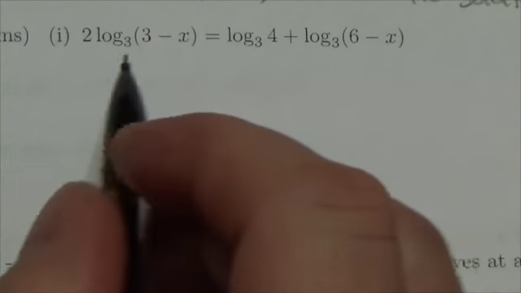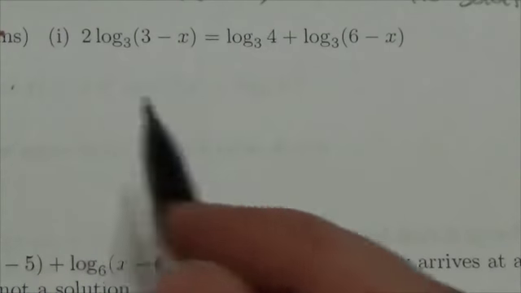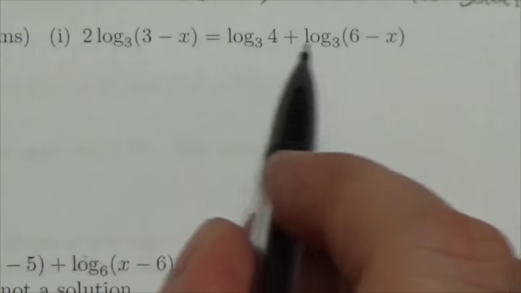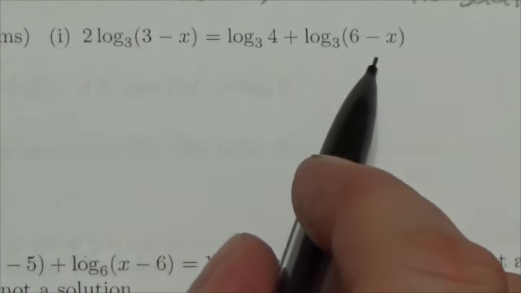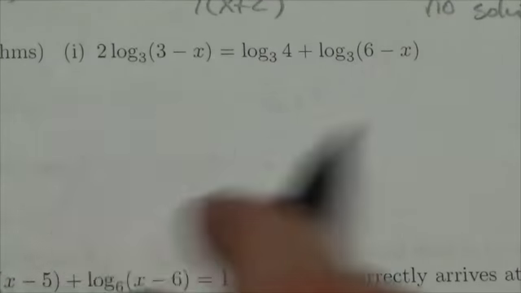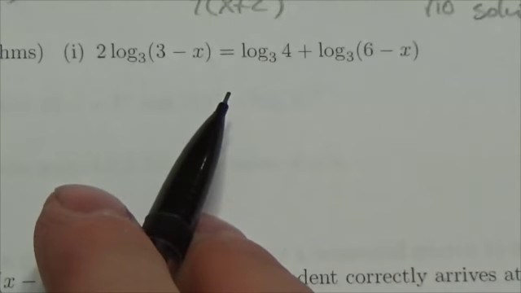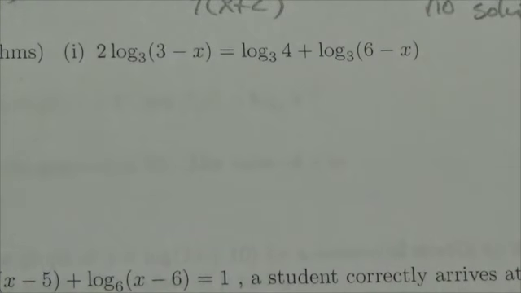Hi everyone. In this question we're being asked to solve this logarithmic equation: 2 log base 3 of (3 minus x) equals log base 3 of 4 plus the log base 3 of (6 minus x). And to be consistent with everything that I've done thus far, I'm going to bring all of the log terms over to one side. Now in this case, that's all of them.